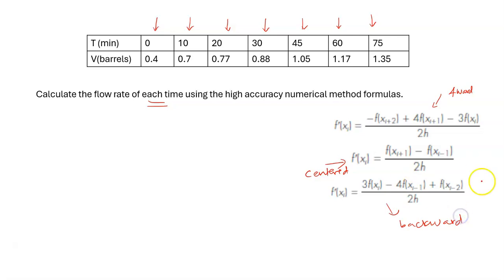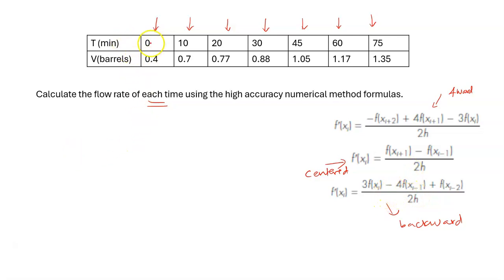If you look at this formula here, you notice that the forward divided difference uses the forward data, meaning it uses x_{i+2}, x_{i+1}, and x_i. And the centered uses the before and after, which is i minus 1 and i plus 1. For the backward, it uses the backward data, which is i minus 2, i minus 1, and i here.